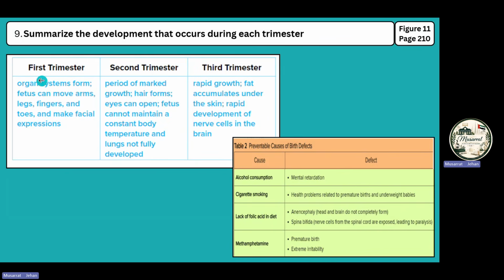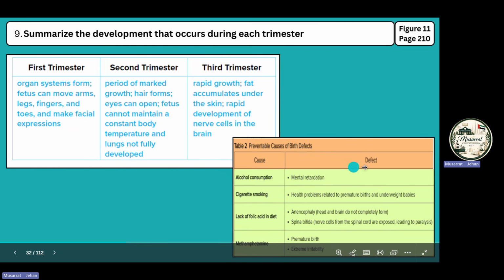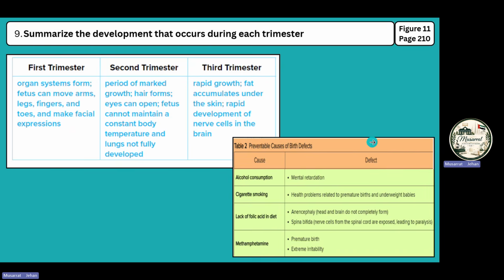So here's a summary of the 3 trimesters. Here organ systems are forming, legs, fingers, and toes. Period of marked growth, hair forms, eyes open. It cannot maintain a constant body temperature because lungs are not fully developed. Rapid growth here, fat accumulates, rapid development of nerve cells. So these are the stages where there could be any defect during the pregnancy.